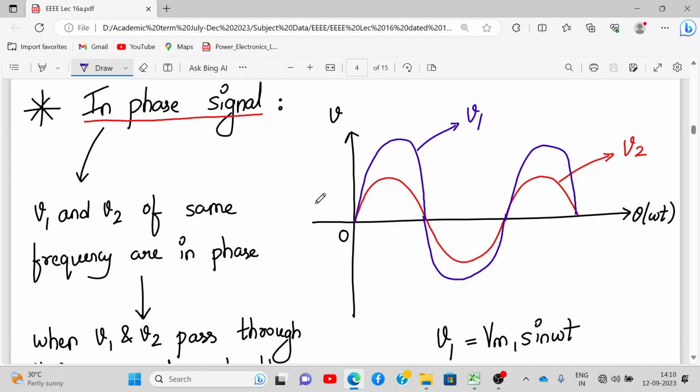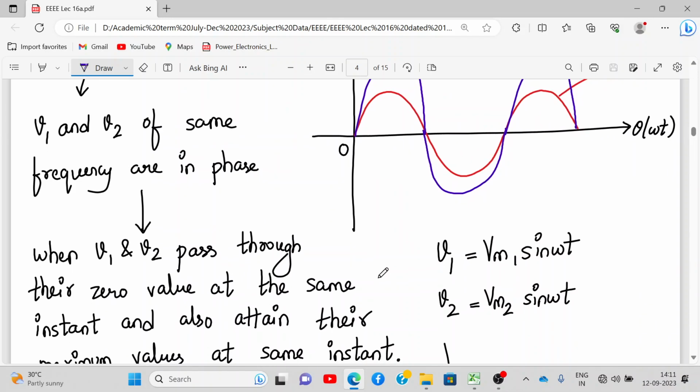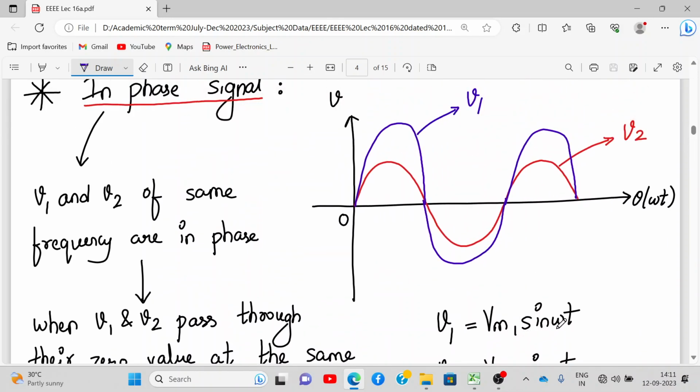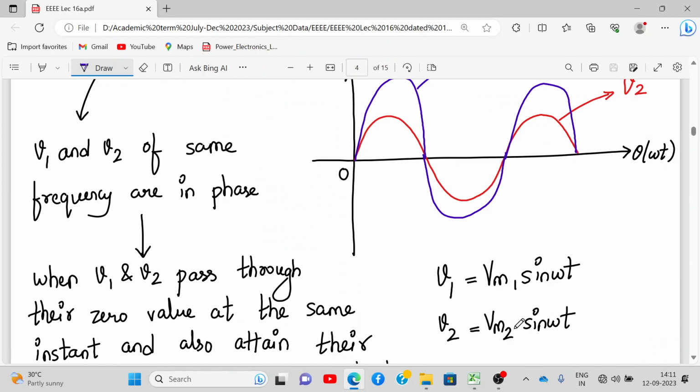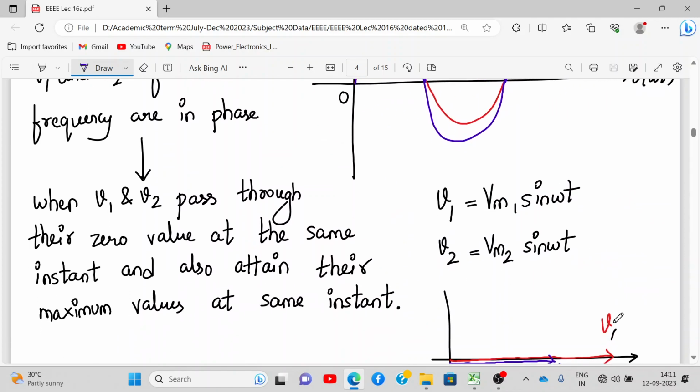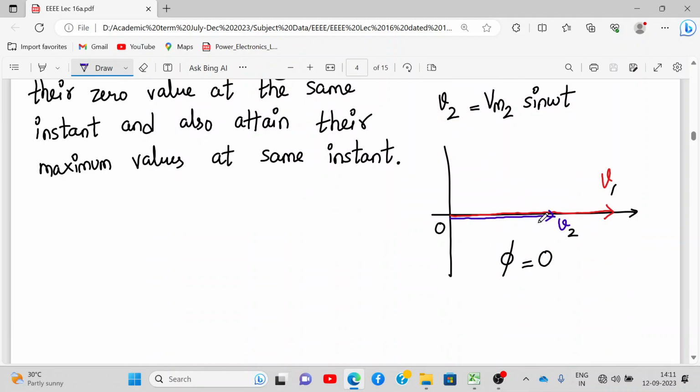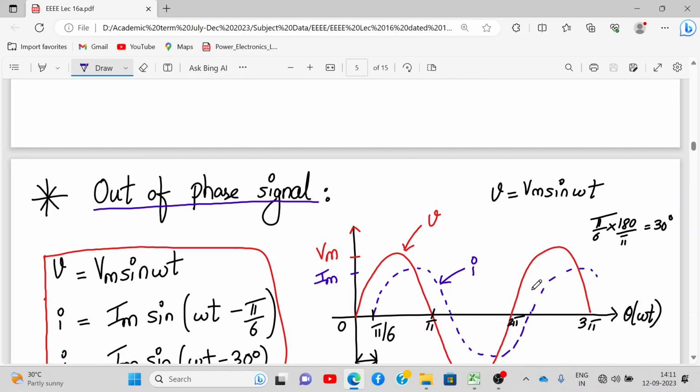So here V1 and V2 are of the same frequency and are in phase. What do you mean by same frequency? Their time period is the same, but the amplitude might be different. Okay, so V1 and V2 over here, V1 is blue in color. You can view now. V1 and V2 are in phase and same frequency. Okay, so V1 is represented by Vm1 sin omega t, V2 is represented by Vm2 sin omega t. Okay, and your phase angle between them is 0. Got it? Now I'll show you an out of phase signal.